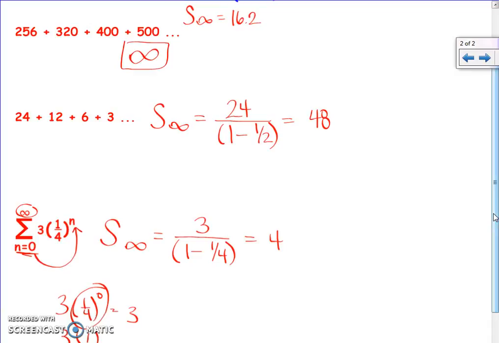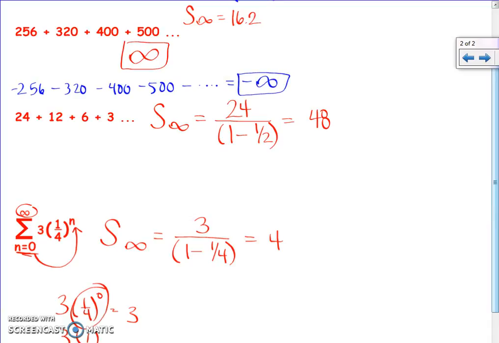Now, one last thing before you get to your homework. If we had negative signs, so negative 256 minus 320 minus 400 minus 500, what do you think the answer would be? Now you may think of these numbers as getting smaller, but they're getting bigger in the sense of negative numbers, right? Okay, they're going to keep getting bigger and bigger with a negative attached to it. So what would that add up to? Negative infinity.